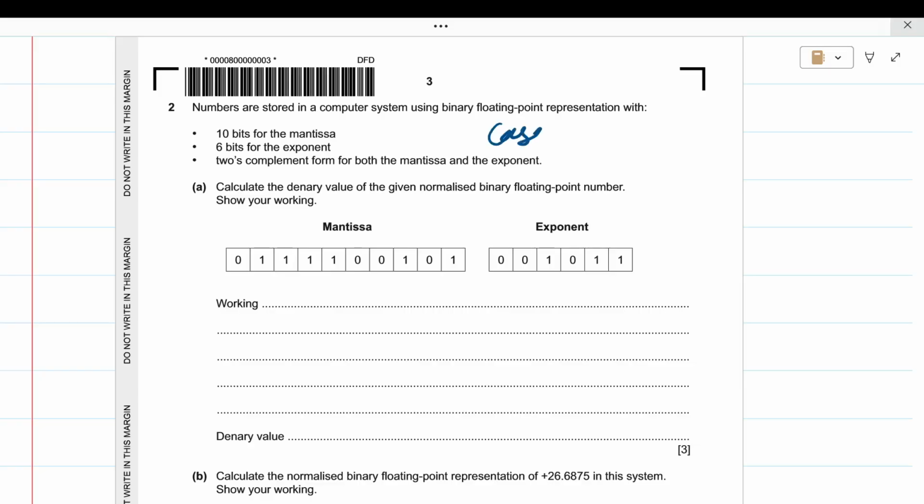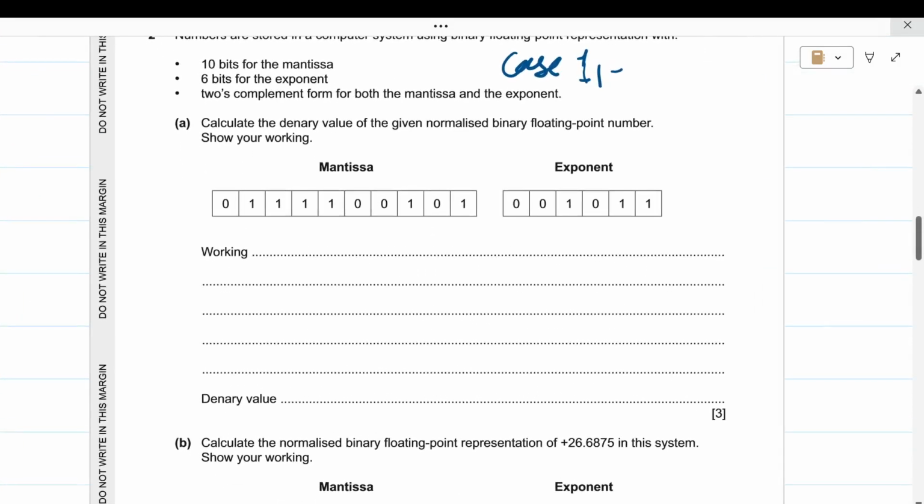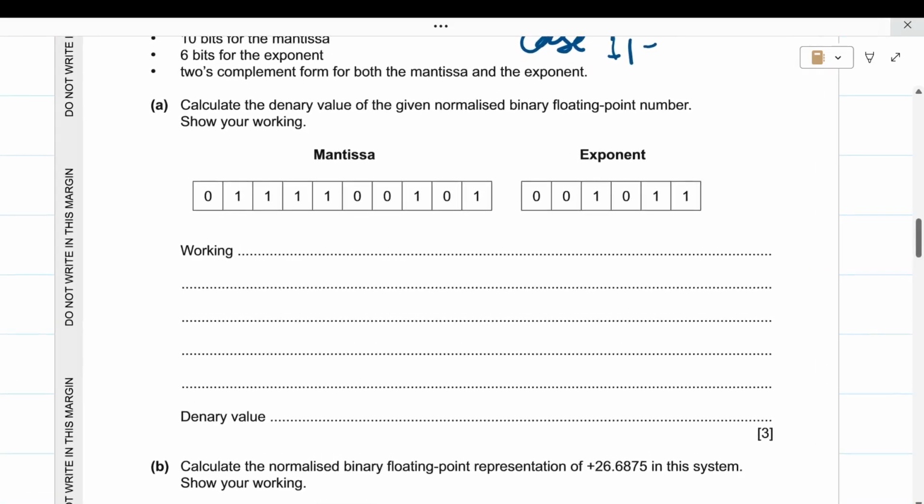So case 1, how do we solve it? The very first thing we do here is this. We write it all down, right? 0, there are 4 ones, 1, 1, 1, 1. You know what? I was thinking about something. Instead of rewriting, let's just do it over here, right?